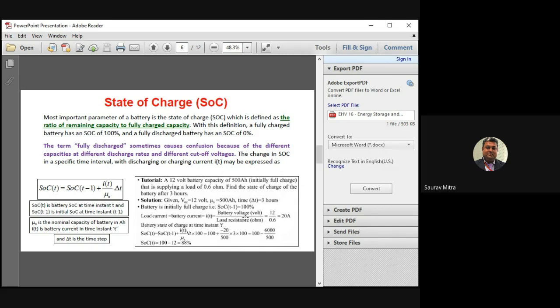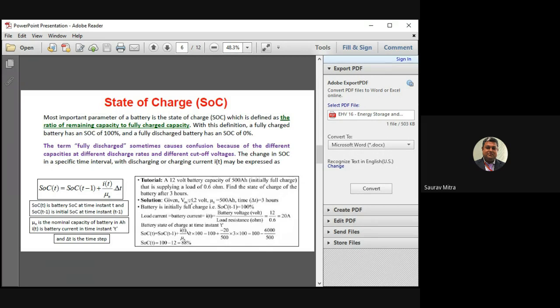In the second line it says IT is equal to 12 divided by 0.6, that is 20 ampere. That means you are asking for 20 ampere from the battery for a longer period of time, and the time is nothing but 3 hours. So it's a 12 volt, 500 ampere hour battery, you are supplying 0.6 ohm, which means you are extracting a current of 20 ampere for 3 hours. So the question is, after 3 hours, how much charge will be remaining inside the battery? That is what we have to calculate.